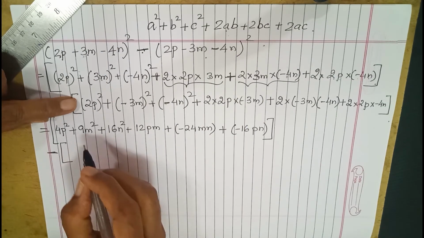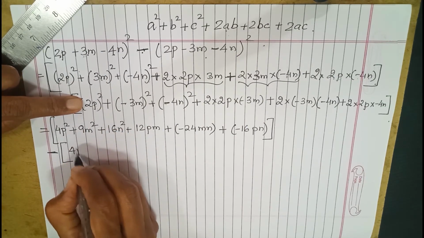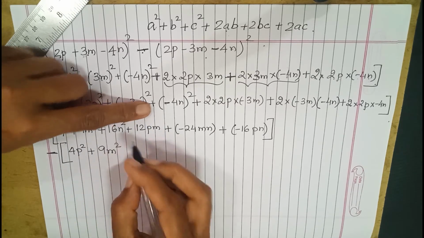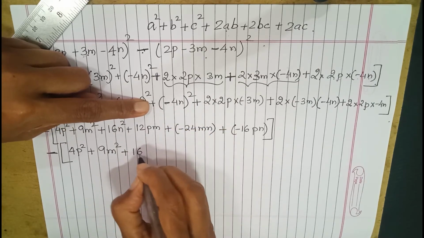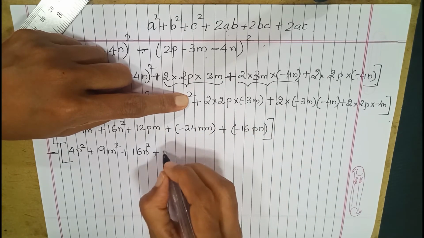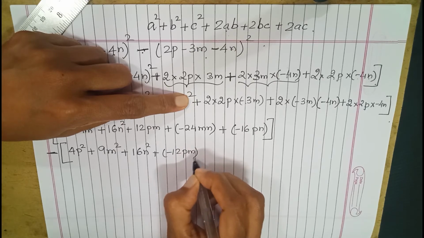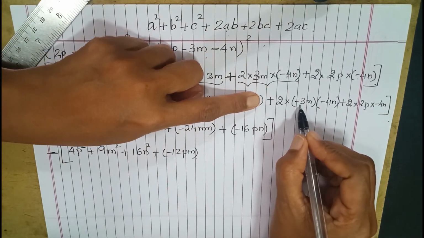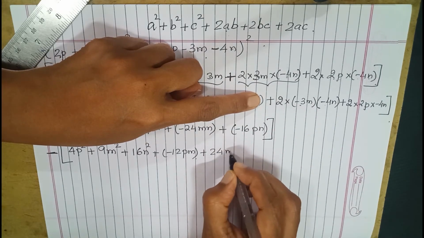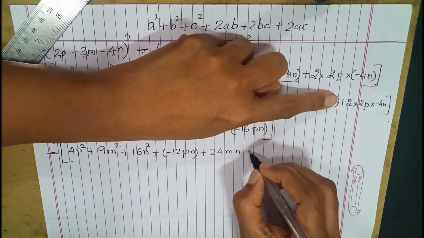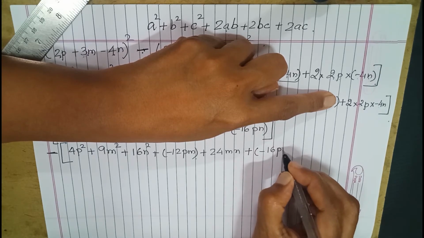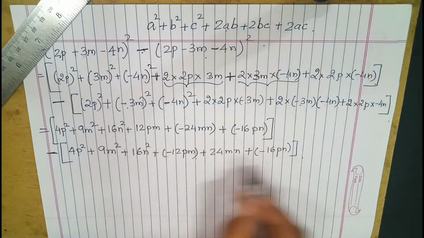Now let us simplify the second bracket. 2p square is again 4p square, minus 3m square will become 9m square, and minus 4n square will become 16n square. Now let's multiply this. 2 into 2 is 4, 4 into minus 3 is minus 12pm. Next here, 2 into minus 3 is minus 6. Minus 6 into minus 4 is plus 24. So we get plus 24mn, and last one is 2 into 2 is 4, 4 into minus 4 is minus 16pn. So now we got the two brackets that we want.